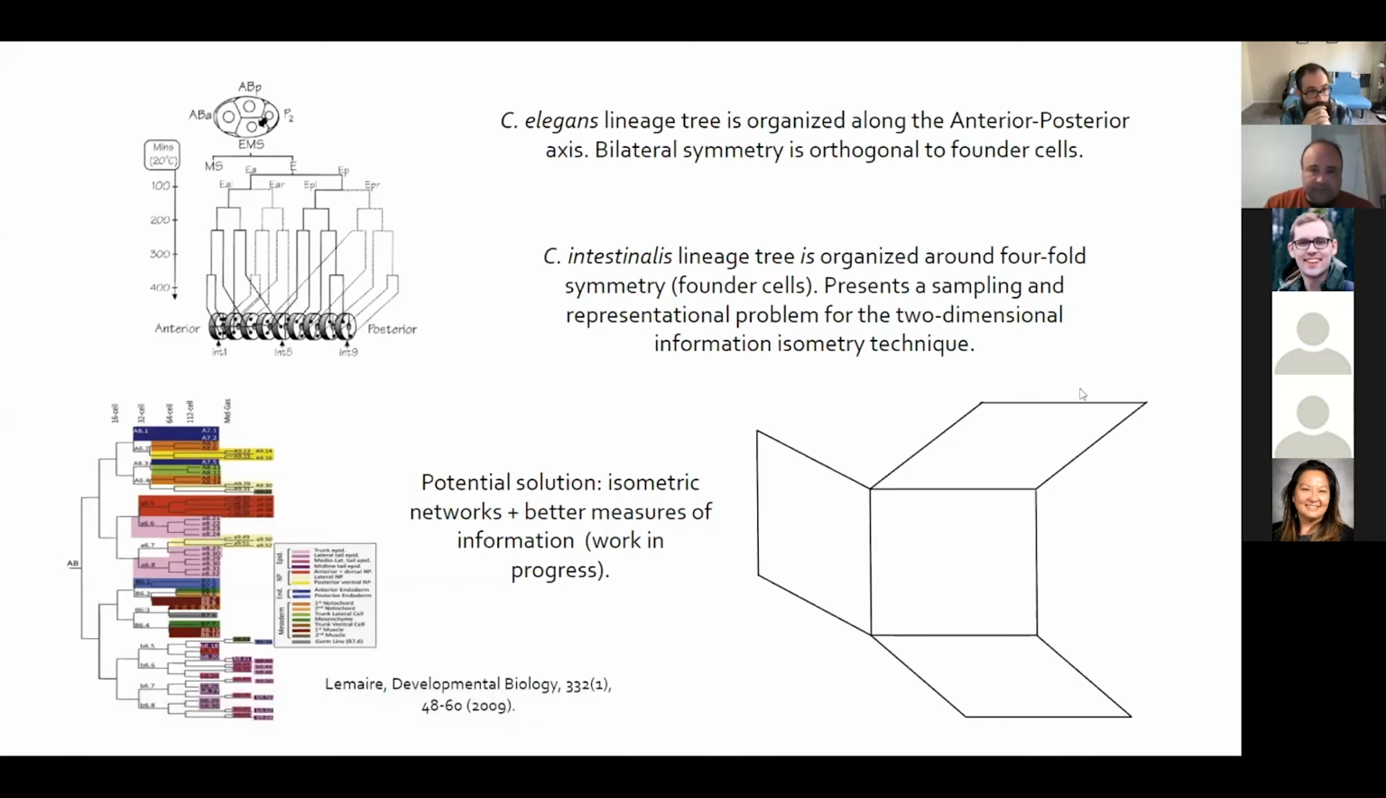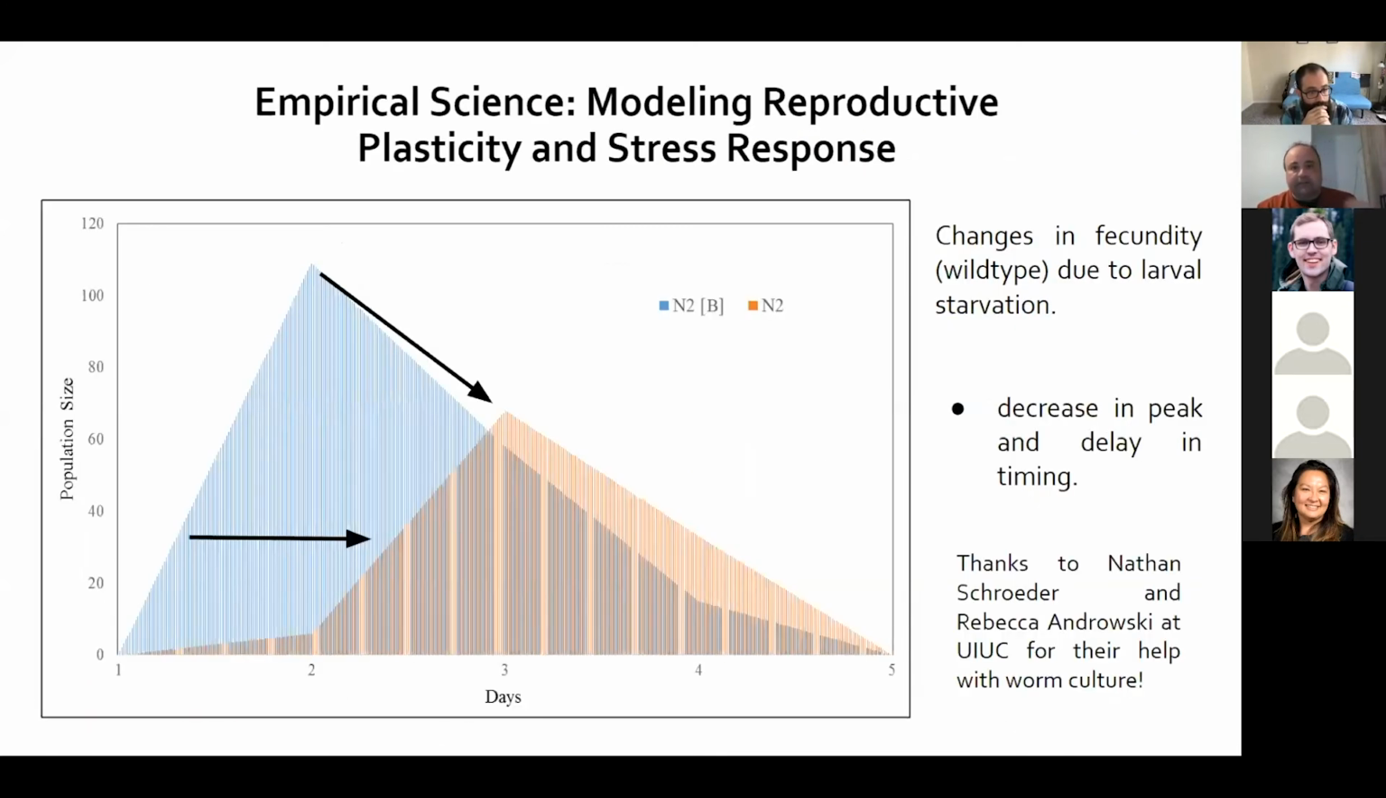Finally, I'm going to talk about some empirical science that we've done in collaboration with other labs. This is Nathan Schroeder at UIUC and his group that we worked with on this. This is changes in fecundity due to larval starvation. In this set of experiments, we worked on capturing data on L1 starvation.